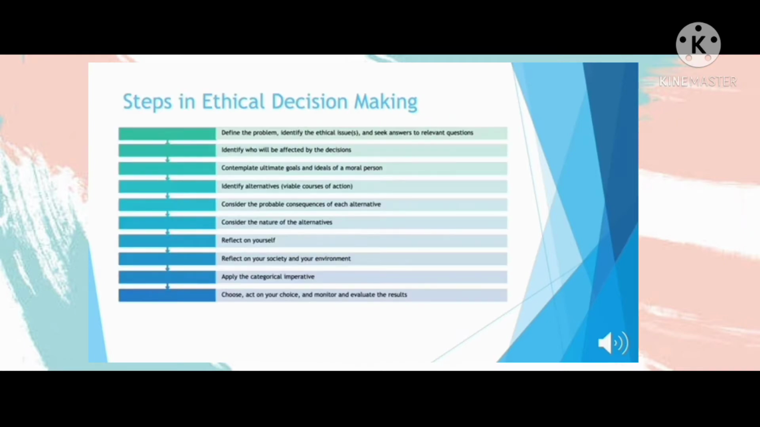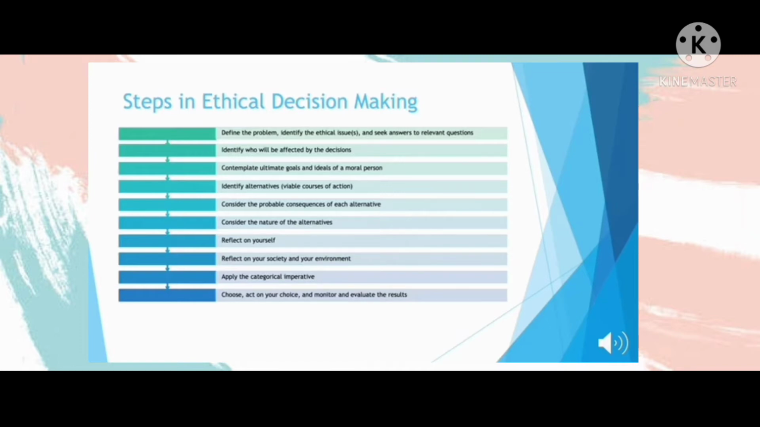So steps in ethical decision-making. Number 1, define the problem. Identify the ethical issues and seek answers to relevant questions. 2, identify who will be affected. 3, contemplate ultimate goals and ideals for a moral person. 4, identify alternatives. 5, consider the probable consequences of each alternative.